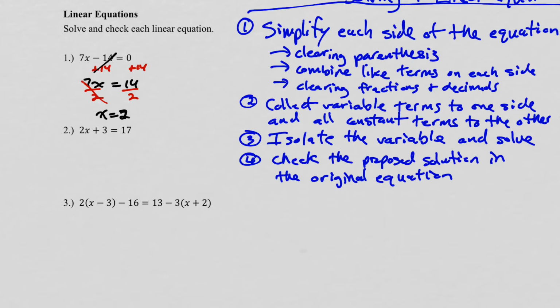Now, I'm sorry, get 2. Sorry about that. Divide by 7 and get 2, a little ahead of myself.